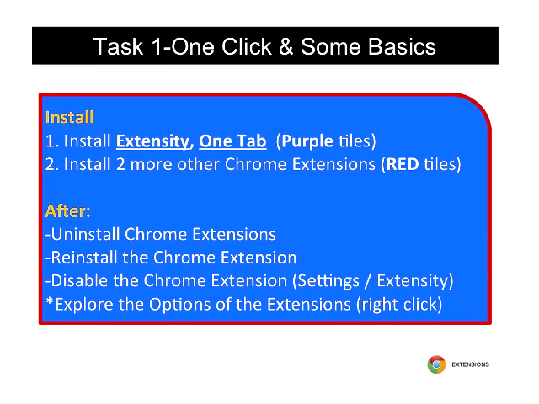So this is where I need for you to just take a deep breath for a second, because I'm going to show you and demonstrate to you what I mean by this task. So it's okay to take a break for a second, but I'm going to give you this task where you're going to install specifically Extensity and OneTab. And it says purple tiles in the set and off to the side, and I'll tell you exactly what that means in just a minute. And then it also says you're going to install two or more other Chrome tiles from the red tiles, and I will tell you in a moment what that looks like.